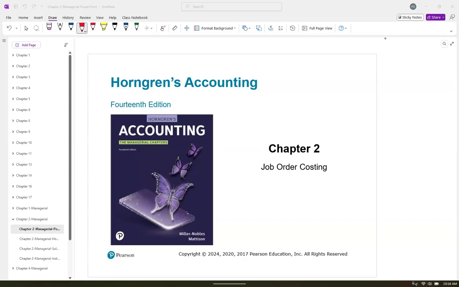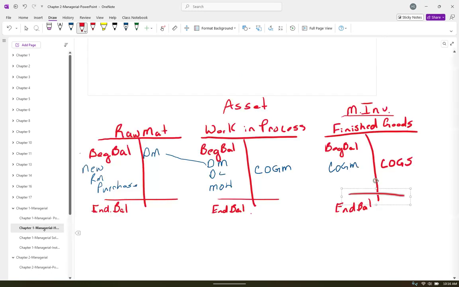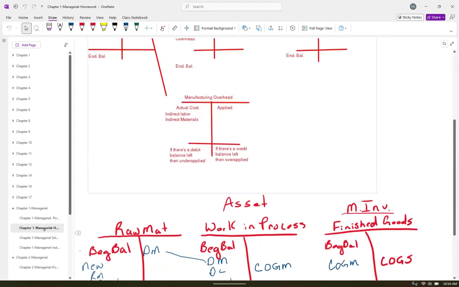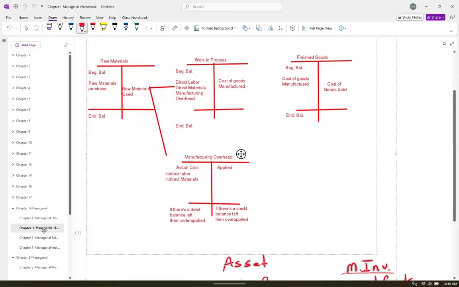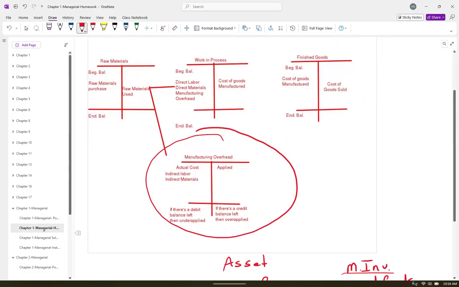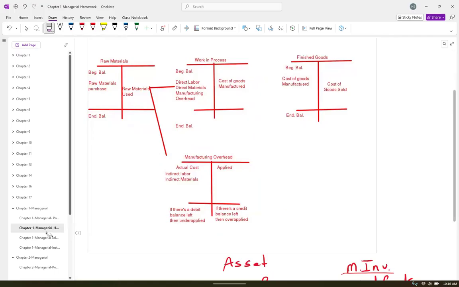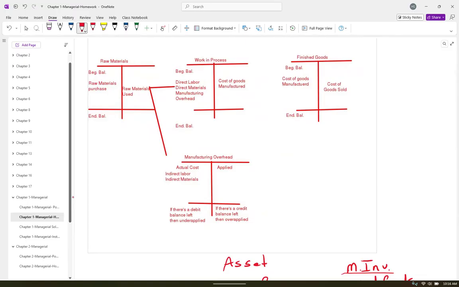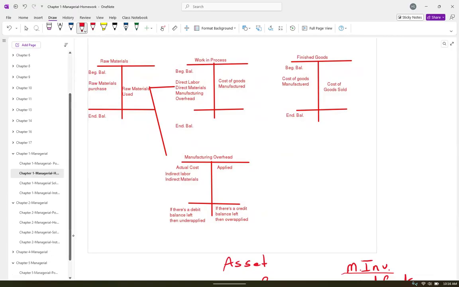But now we're going to really talk about job order costing. And if you'll remember my little diagram I had over here, we're going to add a little bit more to it. We're going to encompass this manufacturing overhead. Okay. So by the time we finish this chapter, you should know everything right there in that little handout. This little diagram that I have written out for you will also help you make a lot of the journal entries that are required in chapter 2.